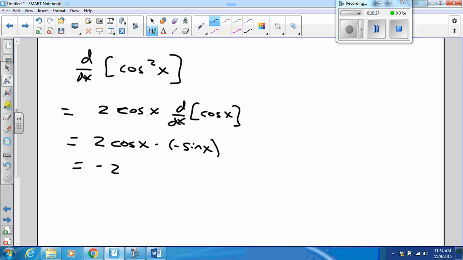And probably you would see it written like this, but if you were spiffy with your double angle identity, you might even see it written like this, but probably like that. Okay.